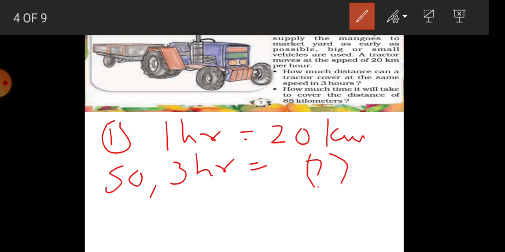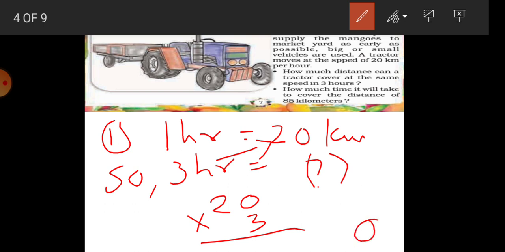Now 3 is going to multiply with 20, so 20 multiplied by 3. 3 zeros are 0 and 3 twos are 6. So in 3 hours a tractor can cover 60 kilometers.